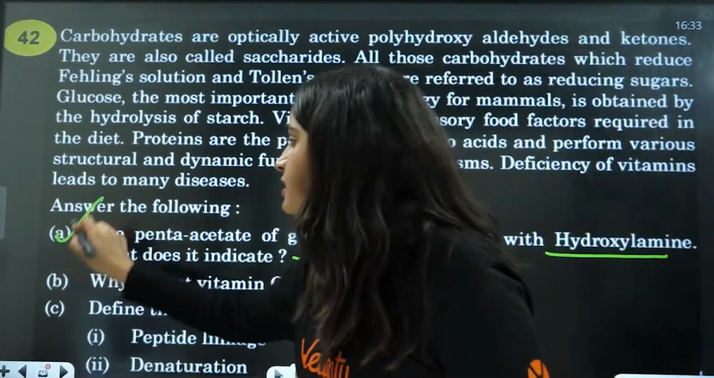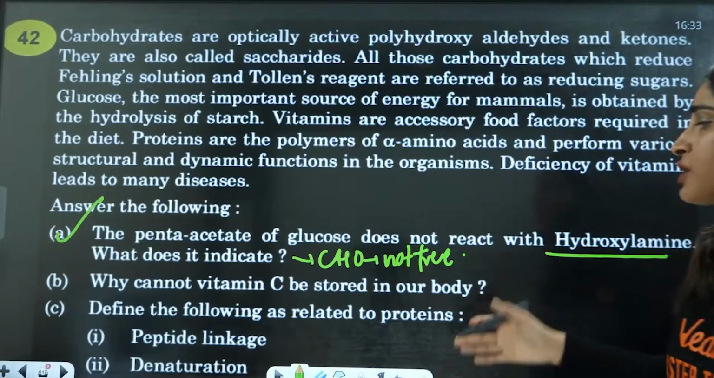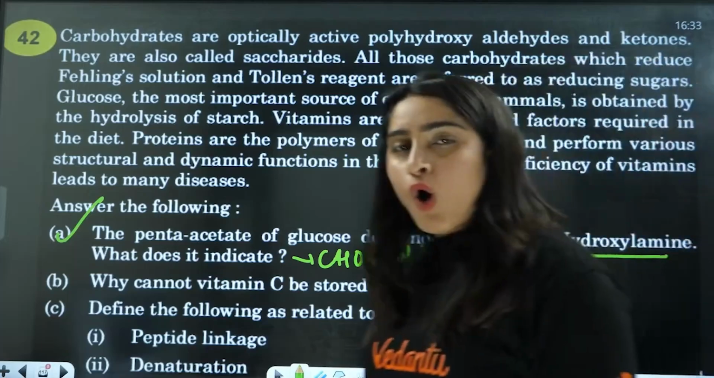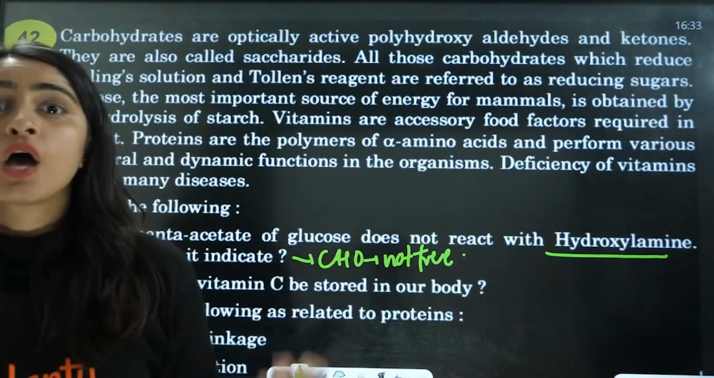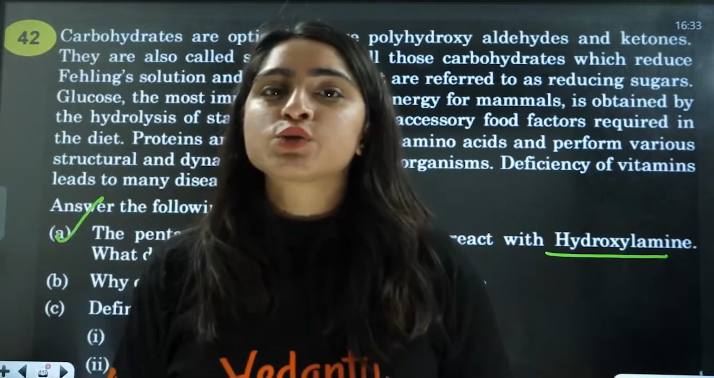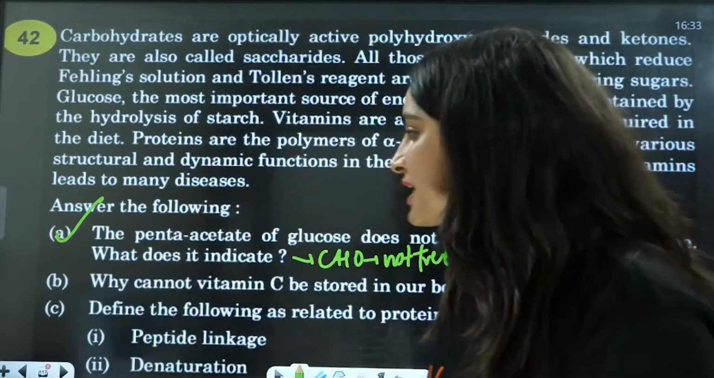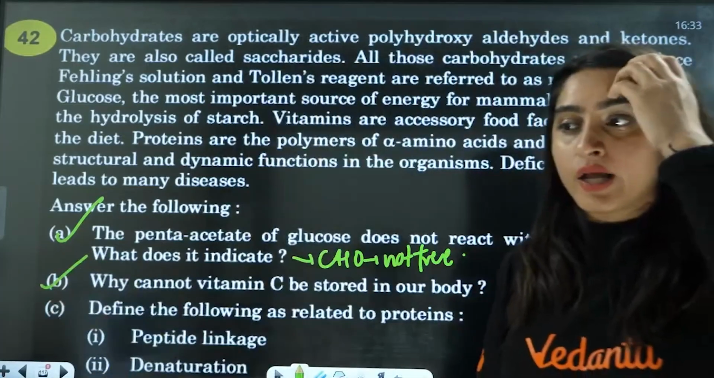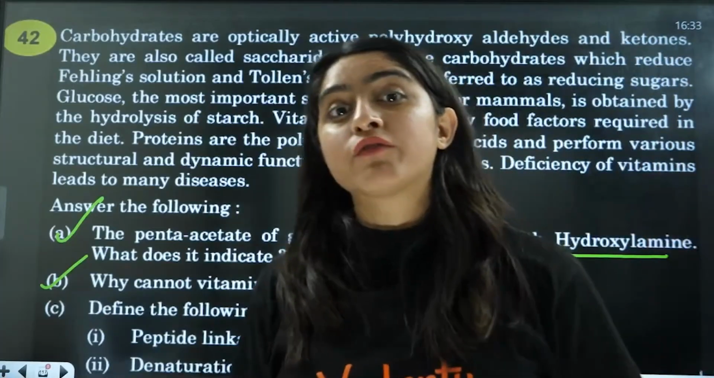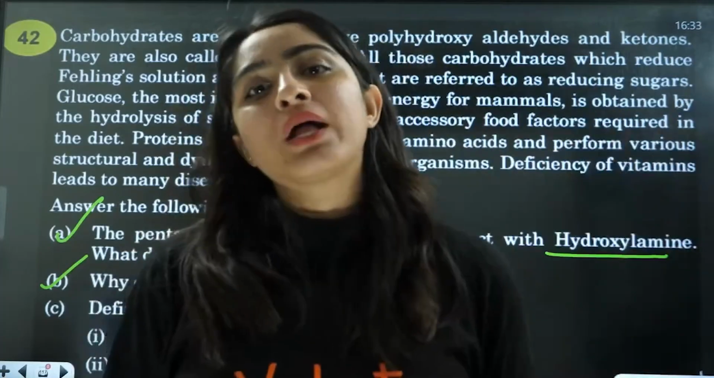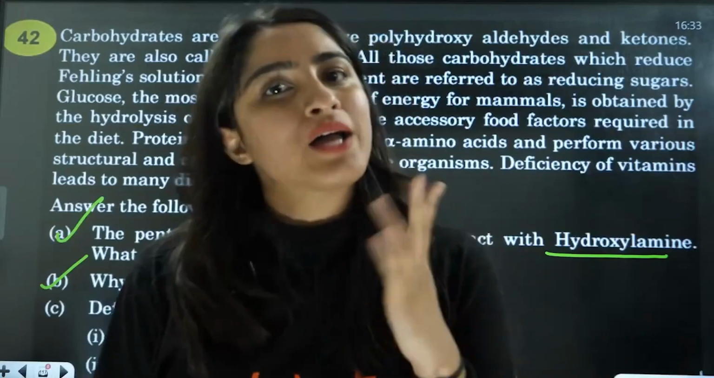Next is, why can't vitamin C be stored in our body? Because vitamin C is water soluble. That is why it is urinated out of our body. Out of these, B12 is the exception. B12 is not urinated out of our body.